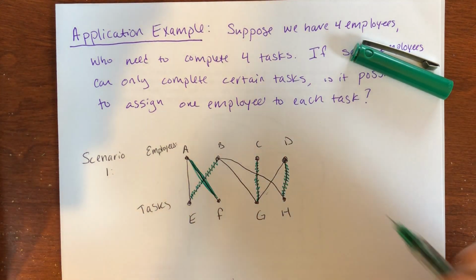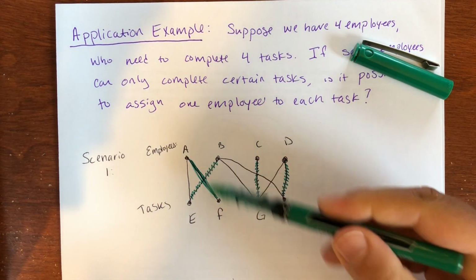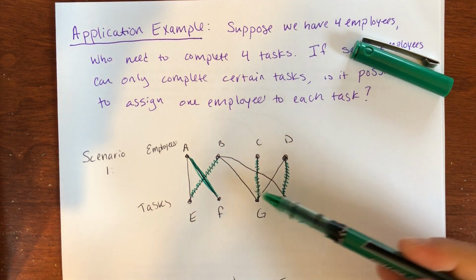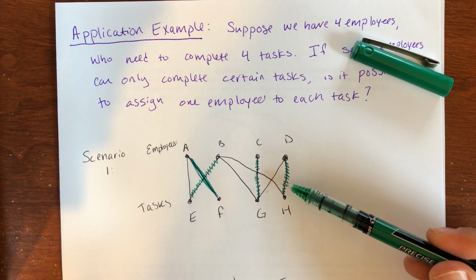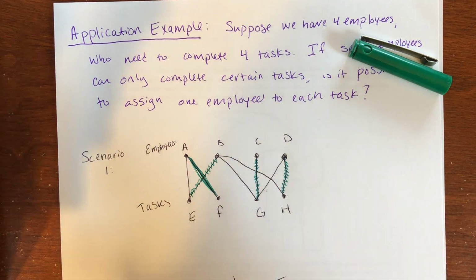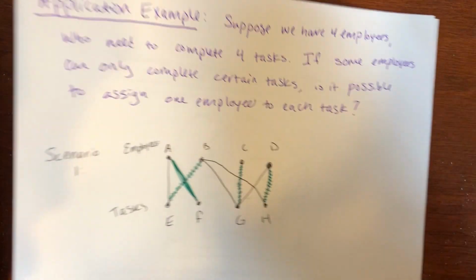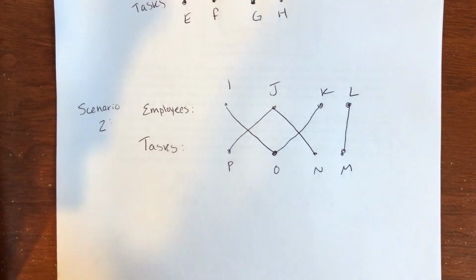Okay, so this is called a graph matching. We found a way to match up employees to tasks in a way that you can see, based on our highlighted edges here, this is a bijection, right? It's 1-to-1 and it's onto. Okay, now let's look at a similar problem, but with different employees and different tasks.